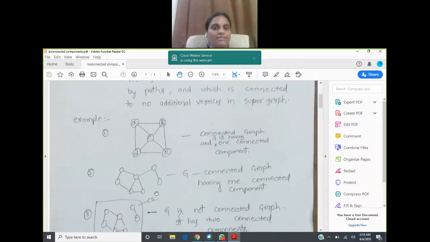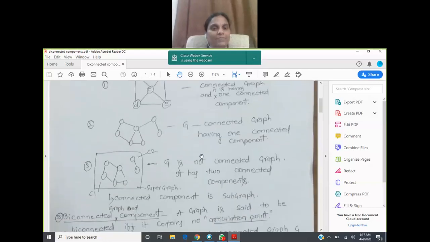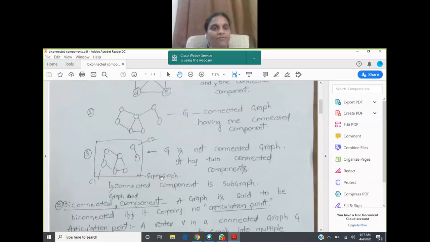Coming to the next example, this is also a connected graph. This graph also has one connected component. Coming to the third example, this is a graph which consists of two connected components. This graph is known as a supergraph. Here, this graph consists of two connected components.